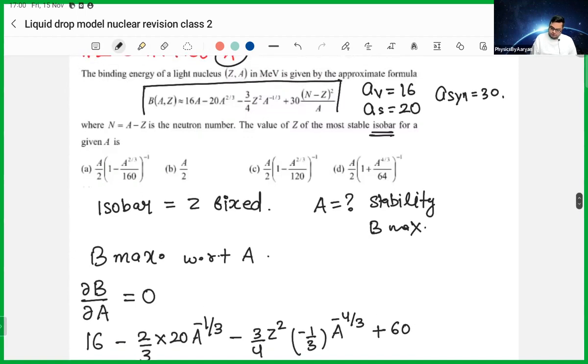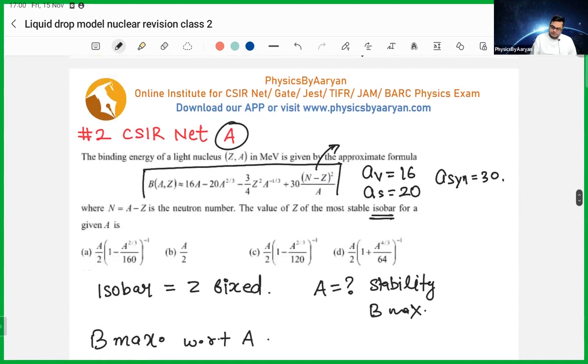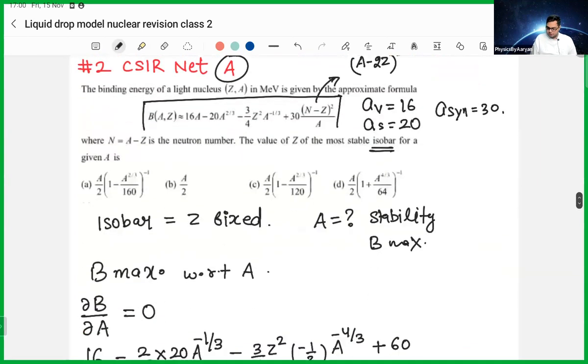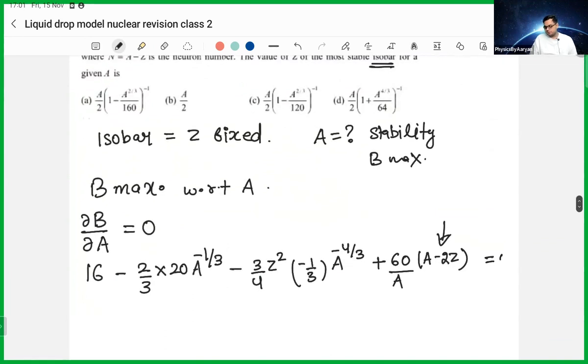Okay, now this term, first of all, we can write in terms of a minus z, right? So n can be written as a minus z, so this term will become (a minus 2z) whole square. Okay, so treat it like that. So 32 will come in front, so it will become 60, and a minus 2z will become as such, and if you differentiate this with a, it will be 1. Now you have to make this equals to 0.